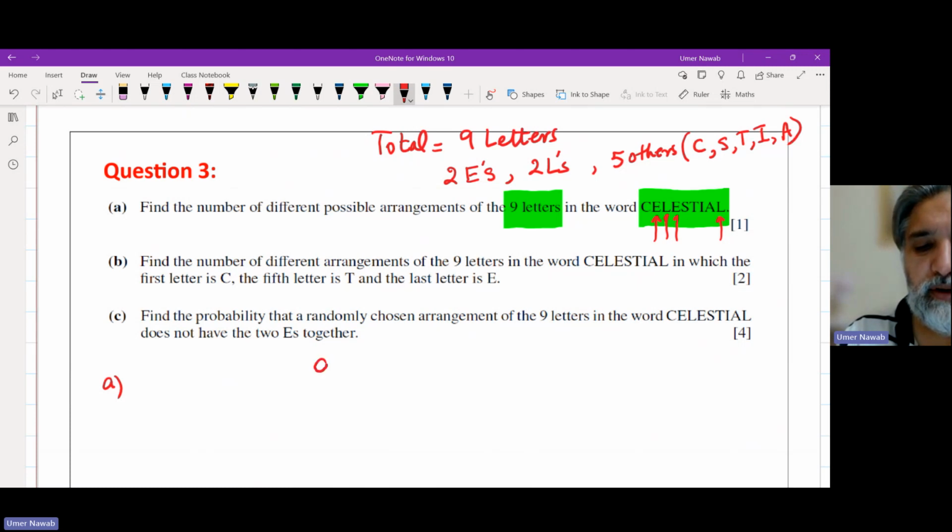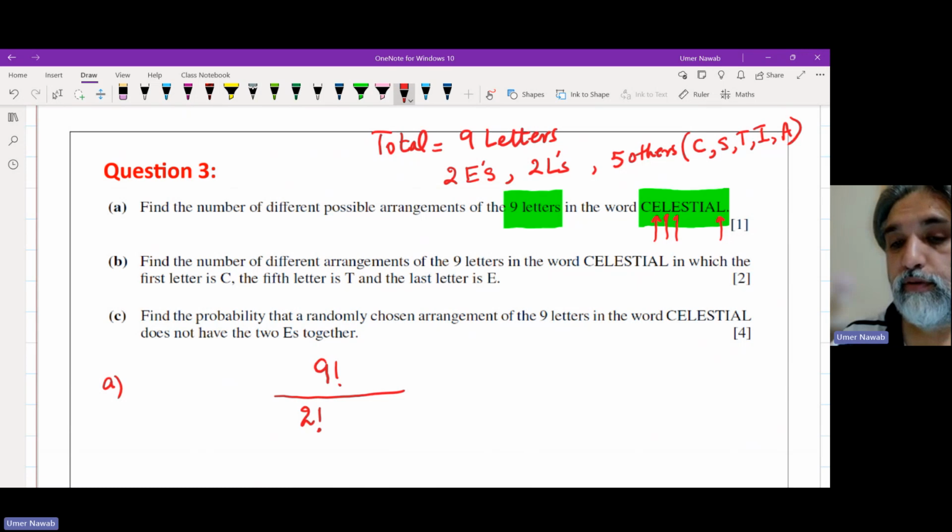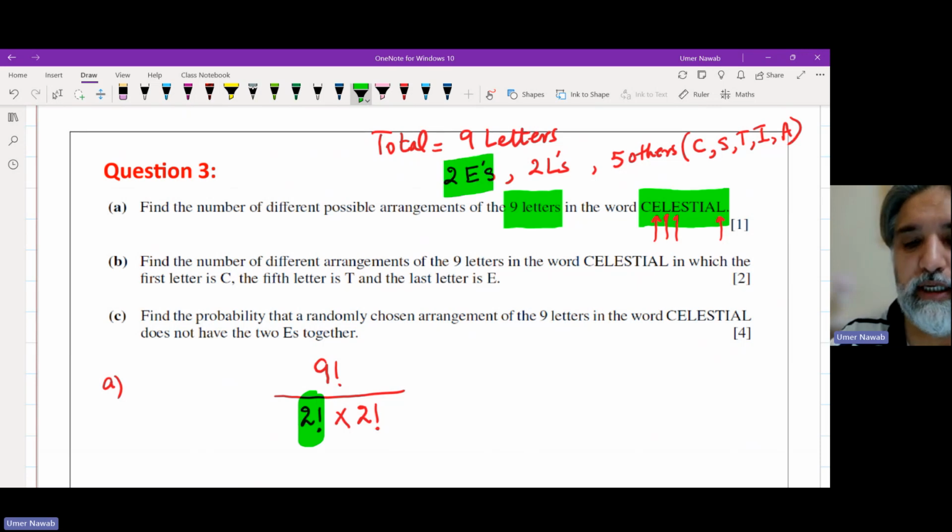Total number of letters are 9. We can arrange them in 9 factorial ways if they were all different. But unfortunately, the letter E is repeated twice. So we have to divide 9 factorial by 2 factorial because of 2 E's. And again, I have to divide by 2 factorial because L is also repeated twice. So this 2 factorial came for 2 E's, and this 2 factorial came because of the 2 L's.